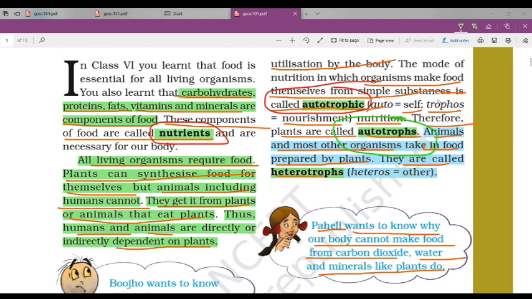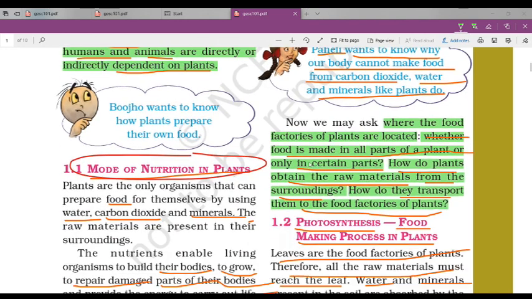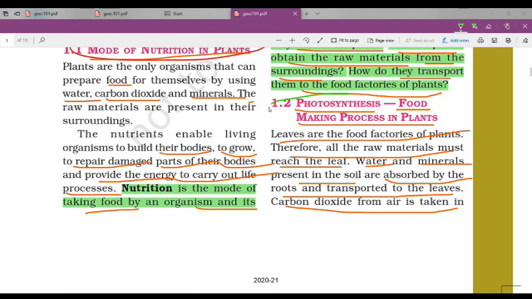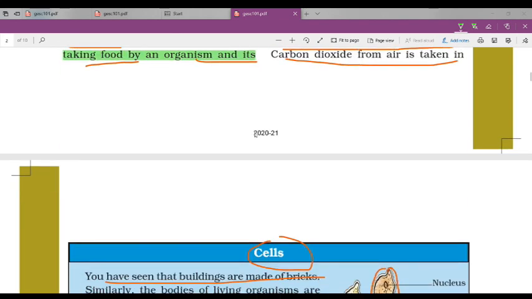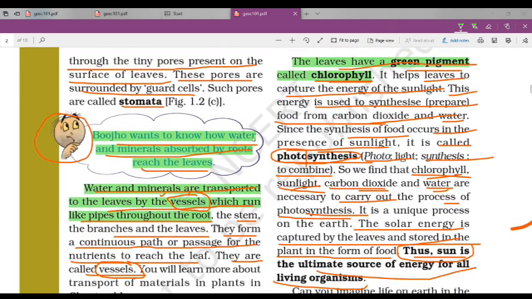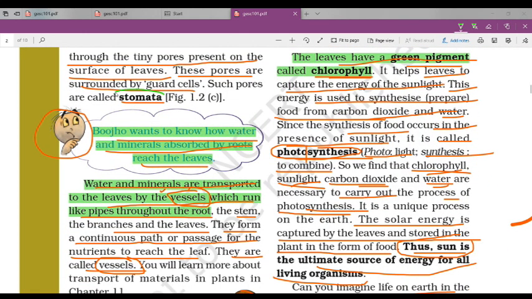This method of getting food is called autotrophic. Then we have studied about photosynthesis. Then we get to know that for photosynthesis some substances are required, for example carbon dioxide, and that is being absorbed by the leaves through stomata.